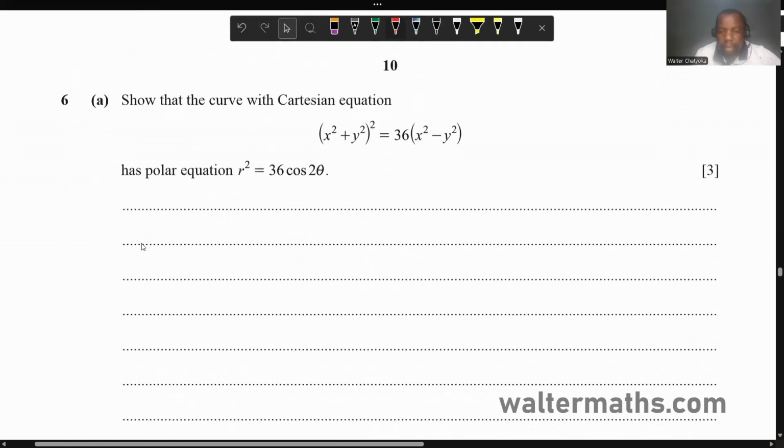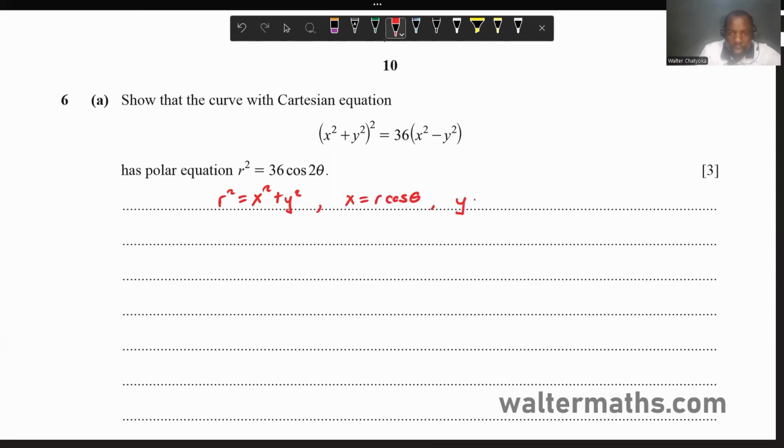Let's move on to number 6. The question says, show that the curve with Cartesian equation (x squared plus y squared) all squared is equal to 36 of (x squared minus y squared) has polar equation r squared is equal to 36 cos 2 theta. Okay, so what we know is that r squared is equal to x squared plus y squared. We also know that x is equal to r cos theta, and y is equal to r sine theta. So with that knowledge, for x squared plus y squared, that's r squared squared equals 36 of, for x squared, r squared cos squared theta minus, for y squared, r squared sine squared theta.